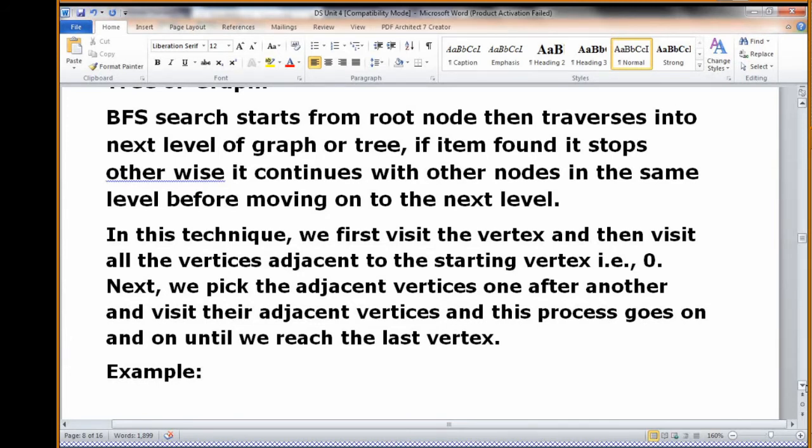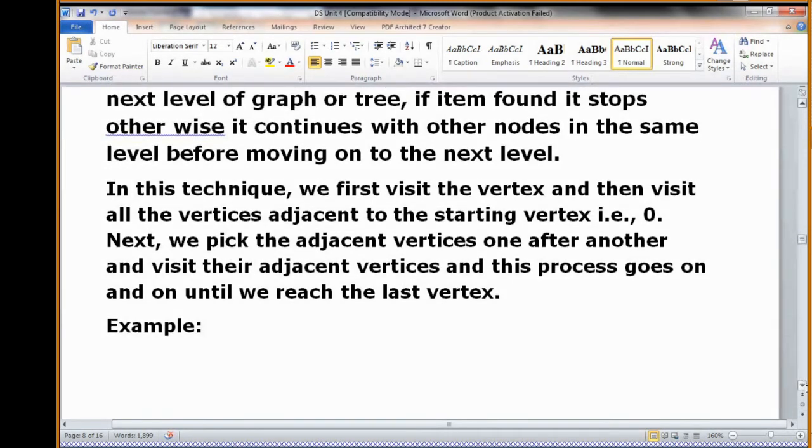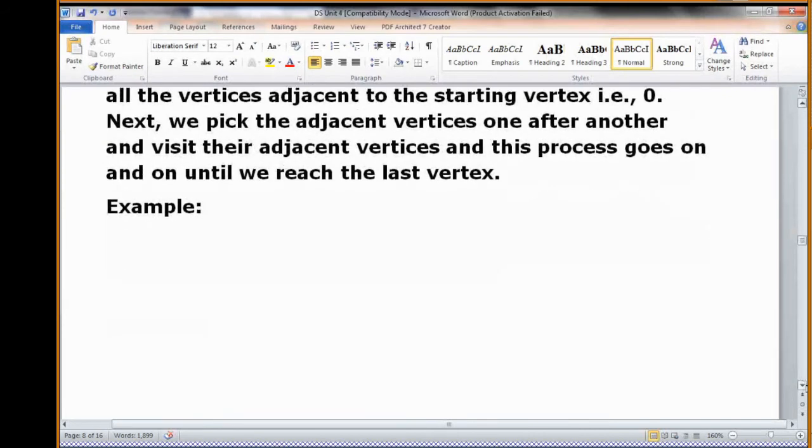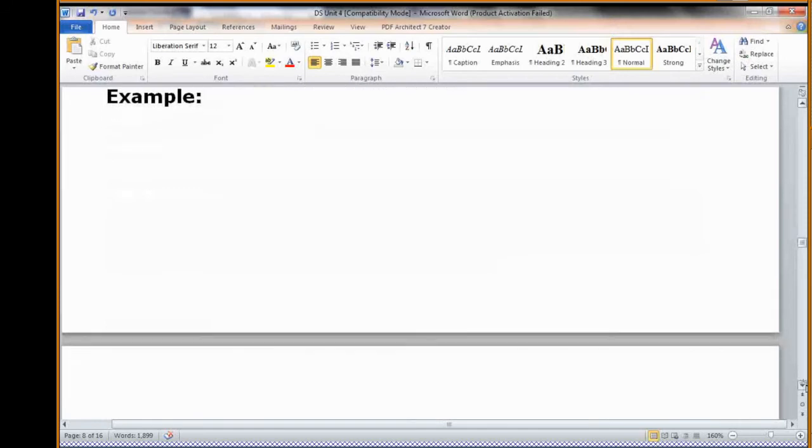It checks whether it has visited all or not. All the adjacent vertices will be picked and then visited one by one. So adjacent vertices are also one of the important keywords here, and it will go on like that to the last vertex.